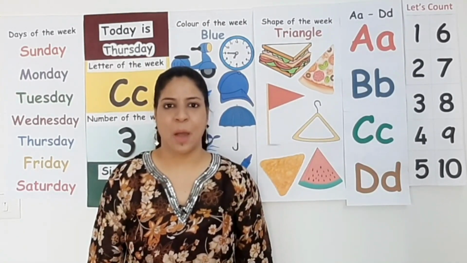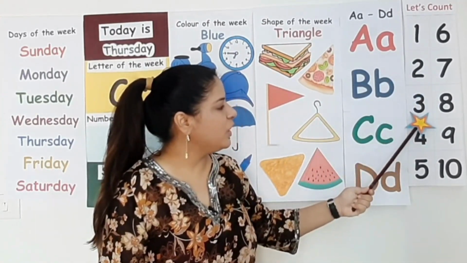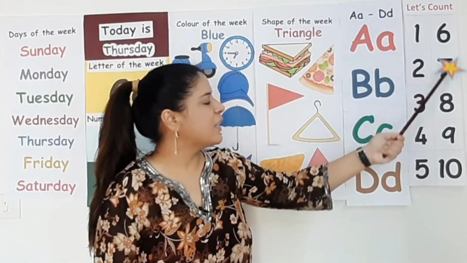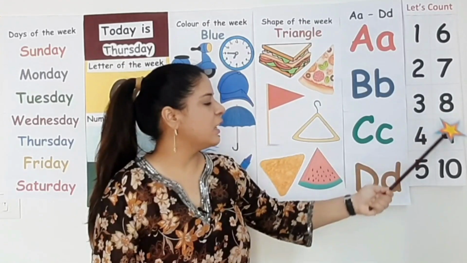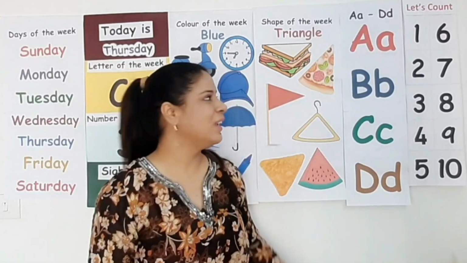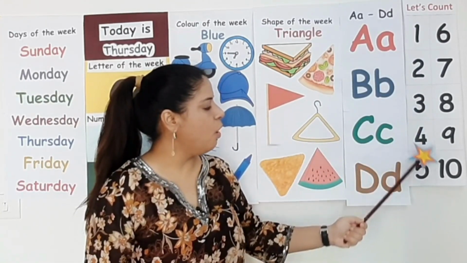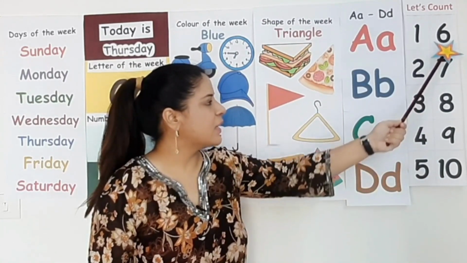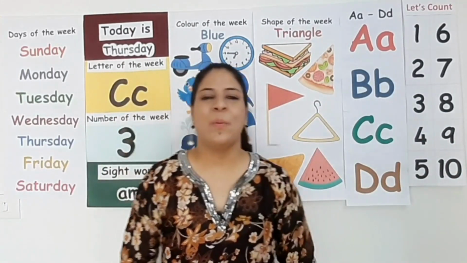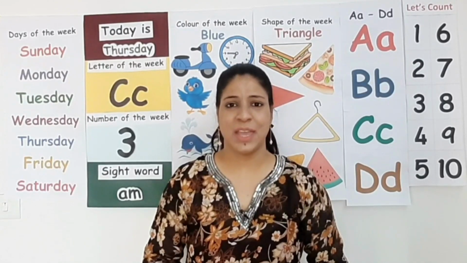Now it's time to count 1 to 10. 1, 2, 3, 4, 5, 6, 7, 8, 9, 10. Now say along with me. 1, 2, 3, 4, 5, 6, 7, 8, 9, 10. Well done. So children, today is Thursday and today in our art and craft session, we are going to learn how to draw a cat and a carrot.